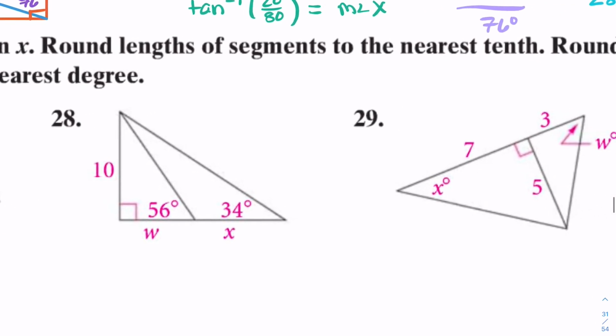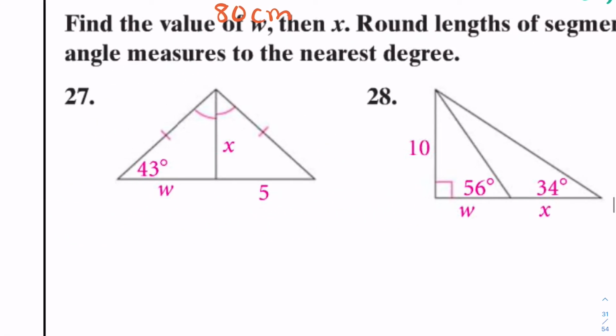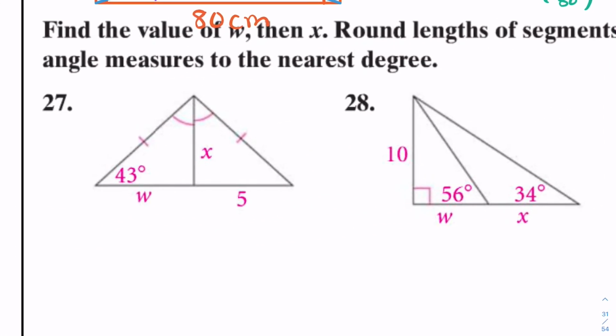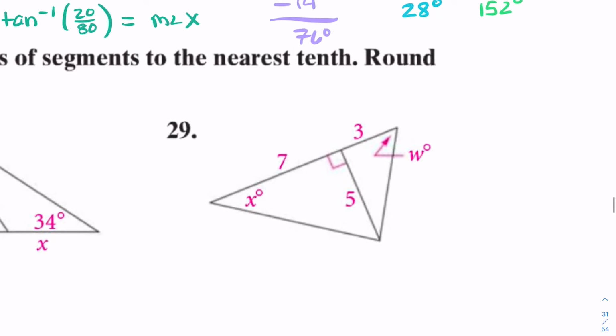All right, find the value of W, then X. Round the lengths of the segments to the nearest tenth. Round angle measures to the nearest degree. So we got nearest degree, okay? And we also have nearest tenth when it's talking about the segment length.